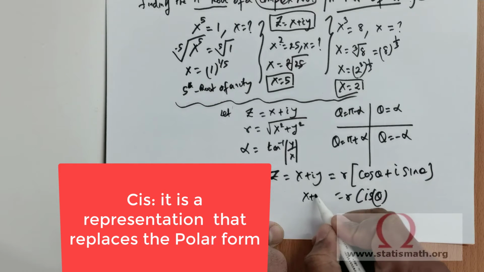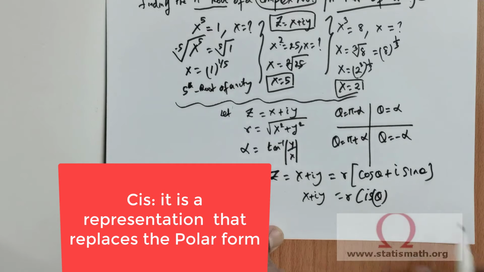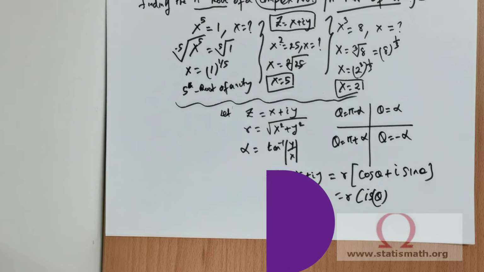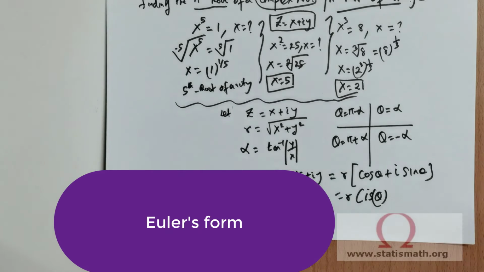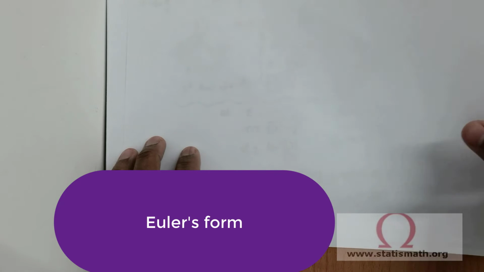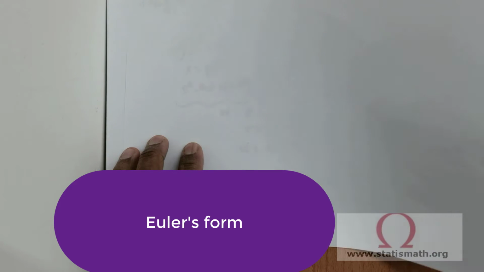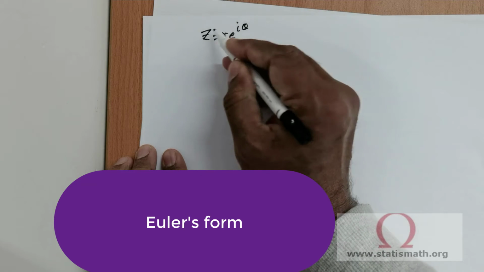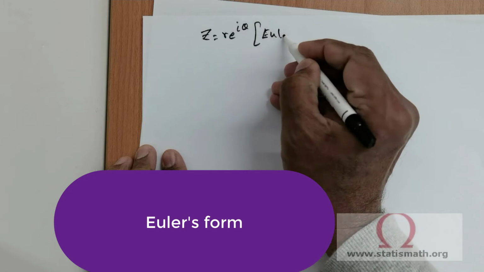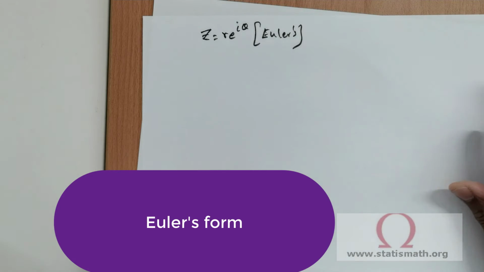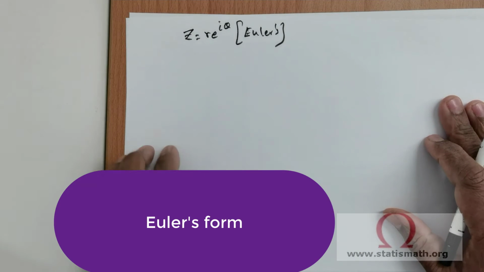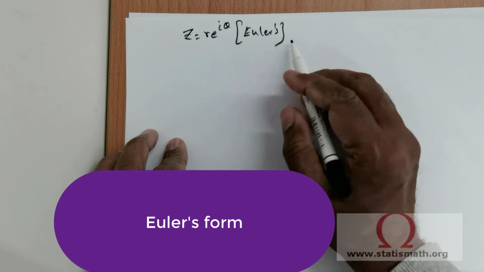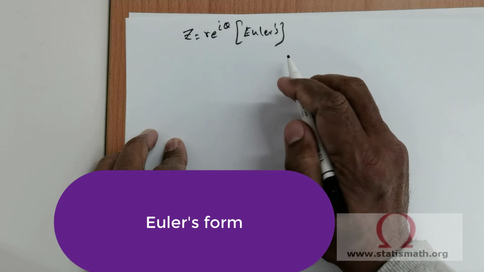So this complex number x + iy is represented in this manner. Now, if we were to represent the quantity in Euler's form, then we would write the complex number as z = r e^(iθ). So this is the representation given by Euler. Using this representation, we can actually obtain the nth root of any complex number.